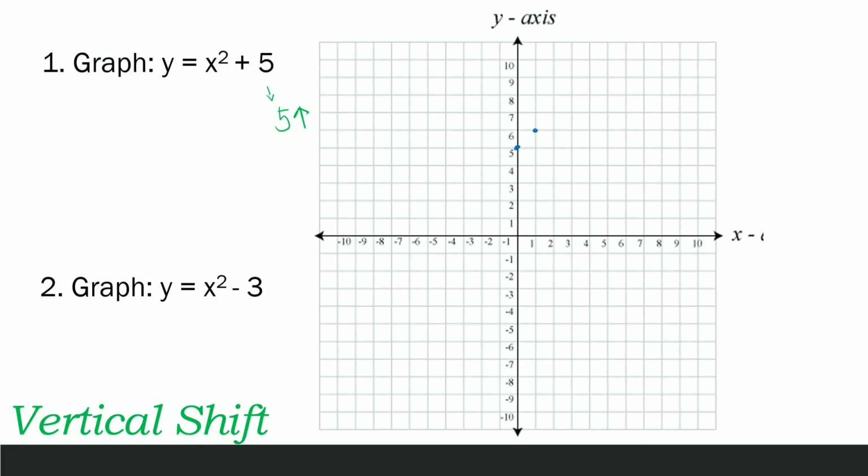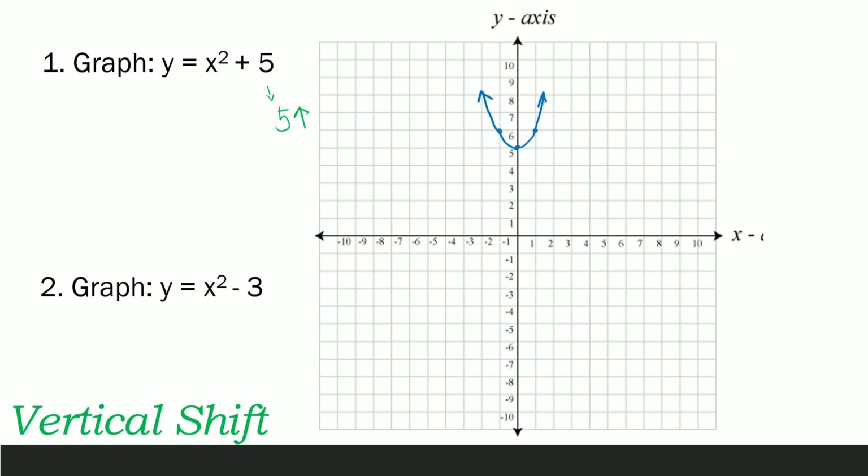Tapos, lagyan natin ng mga points. Laging meron siyang ganyang points. 1 unit from this vertex. Kasi x squared lang naman siya. We will not be considering here yung merong coefficient ng x squared. Okay? Only the basic of a quadratic function, y equals x squared. So, yan ang graph ng y equals x squared plus 5.